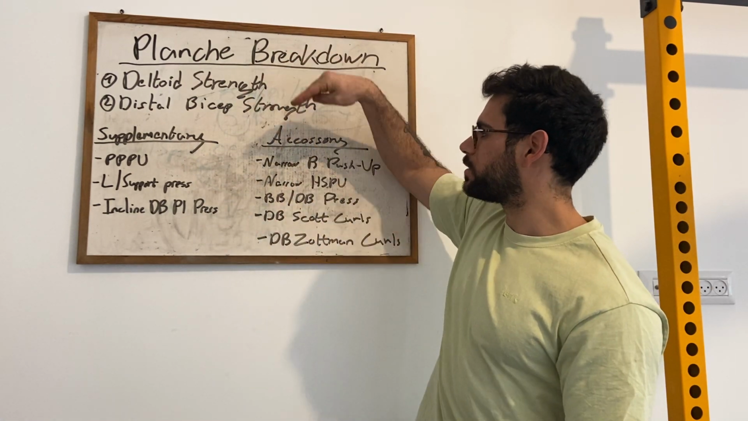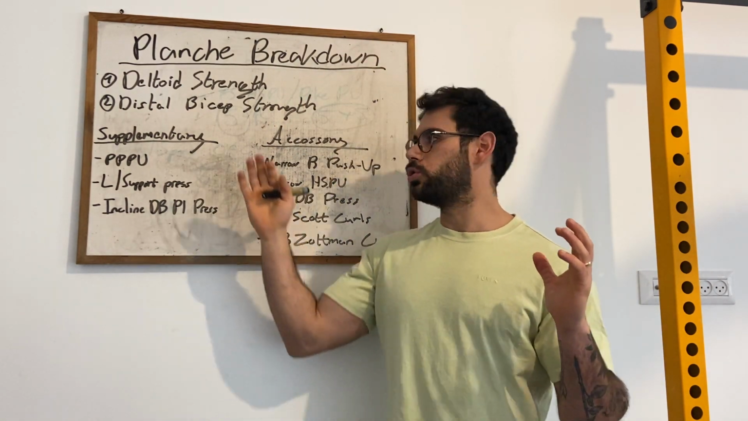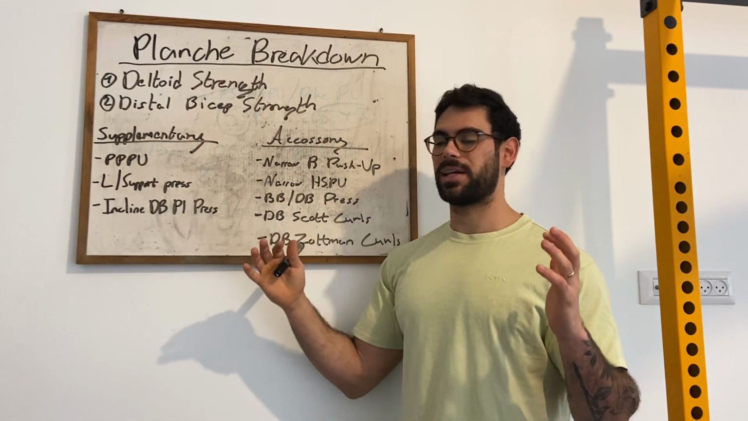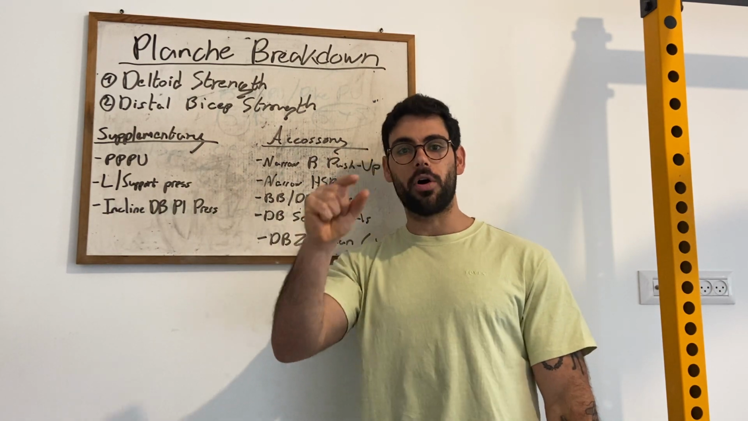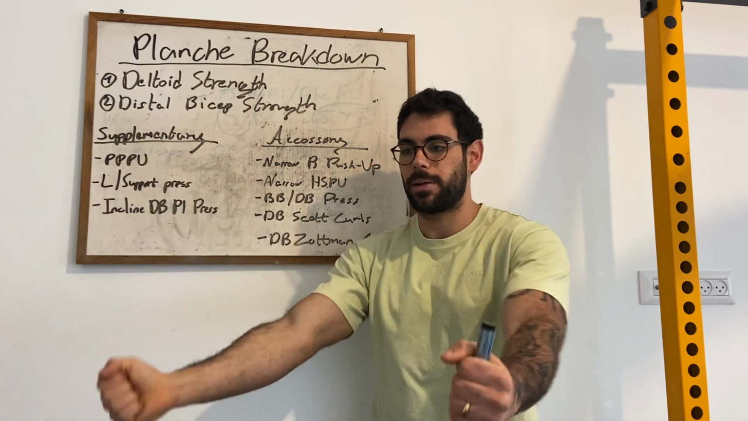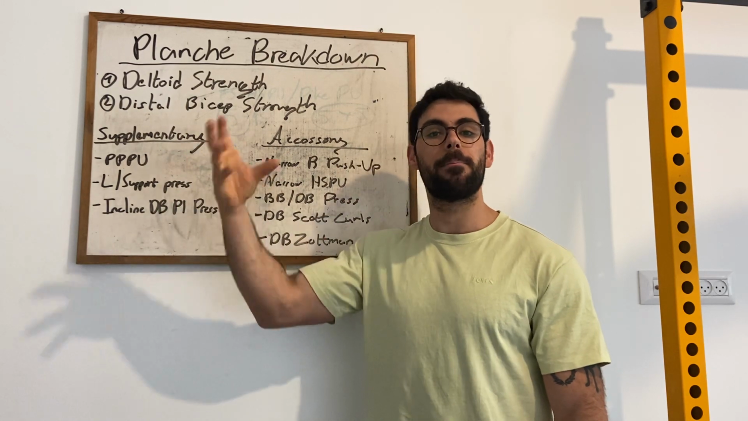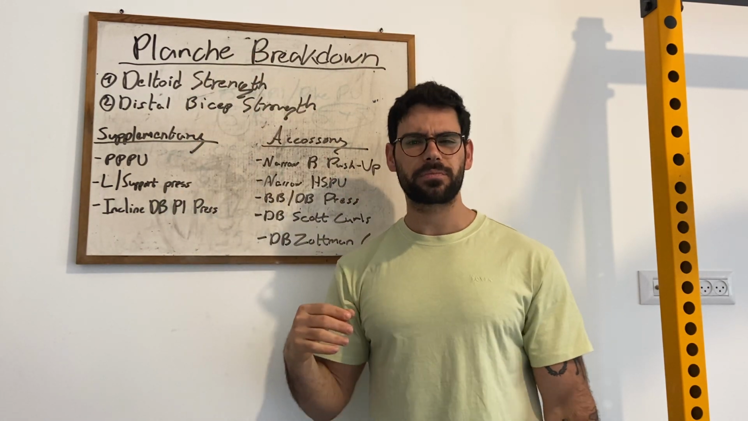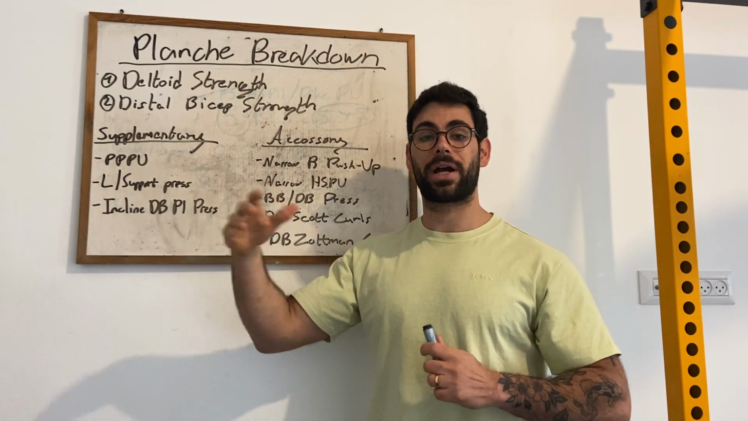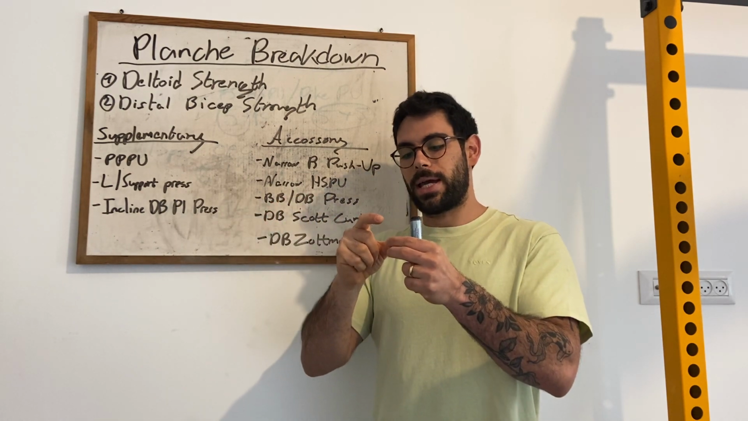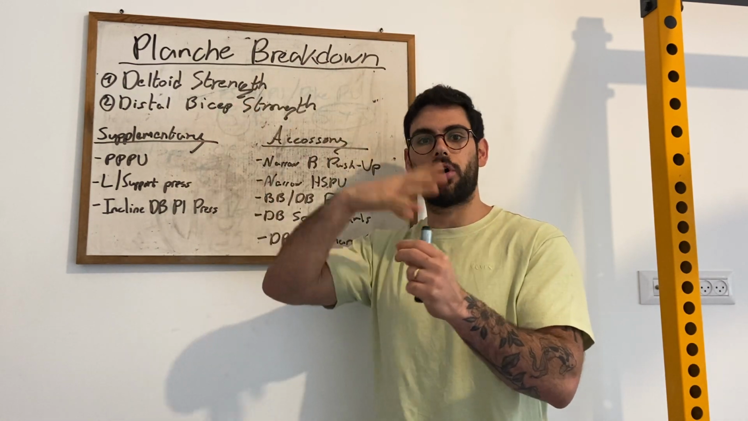Okay, so how do we target those problems? We have supplementary exercises and we have accessory. You have seen both words, but what is the exact difference? Supplementary exercises are variations of the main original skill, the planche isometric hold. Thus, they are similar in nature. They have all the components of the original skill, but in a slightly different variation, and we use them to aggravate a different stimulus for the body, and to put a slight emphasis on a different area or muscle group within that whole pattern.